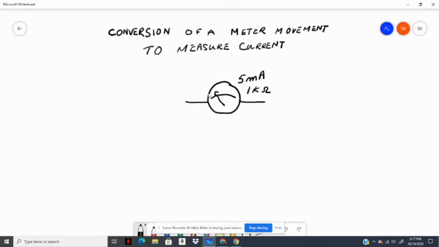In this video, I will demonstrate how to convert a meter movement to measure current. So here we have a 5 milliamp, 1 kilo ohm meter movement. This means that if we apply a current of 5 milliamps to this meter movement, it will go to full scale deflection. In other words, the pointer will move from the lower end up to the high end.